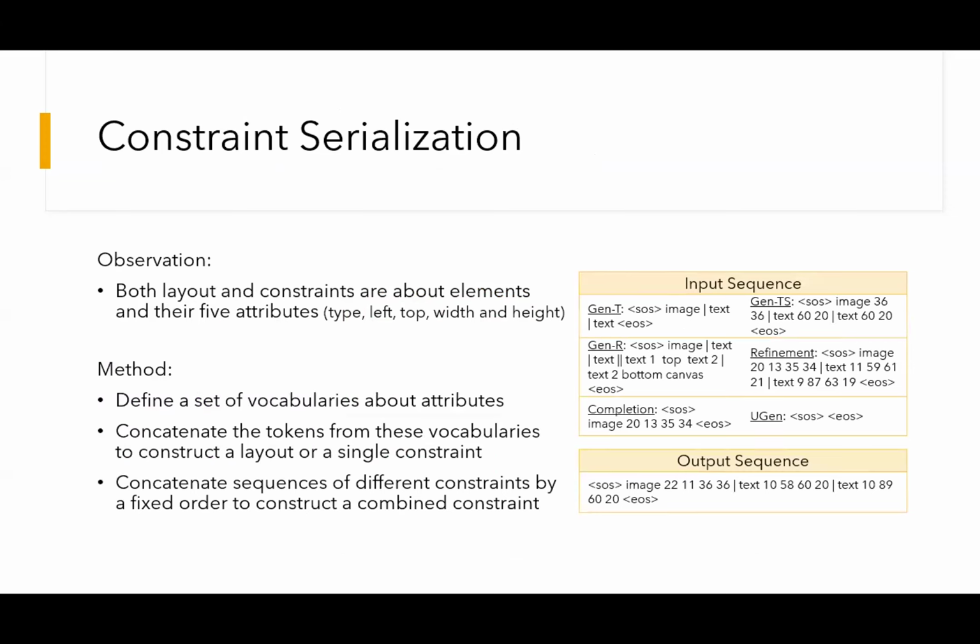For the constraint serialization, we have a basic observation: both layout and constraints are about elements and their attributes, including type, left, top coordinates, width, and height. So with this observation, the first step in our method is to define a set of vocabularies for attributes. For example, for type, the vocabulary can be image, text, and button. For coordinates, the vocabulary can be integers from 0 to 255. Then, after having such a vocabulary, we can concatenate the tokens from different vocabularies to construct a layout and a single constraint. Furthermore, we can concatenate a sequence of different constraints in a fixed order to construct a combined constraint. Here are some examples for different tasks, showing how the input sequence looks and how the output sequence looks.